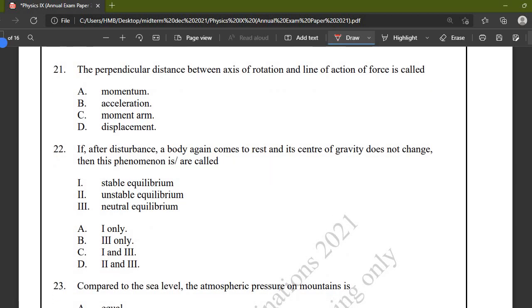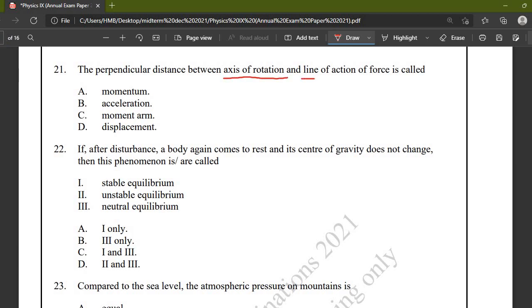Let's see question 21. The perpendicular distance between the axis of rotation and the line of action of force, this distance is known as the moment arm. So option C is the right answer.